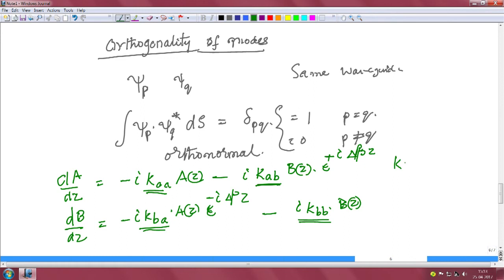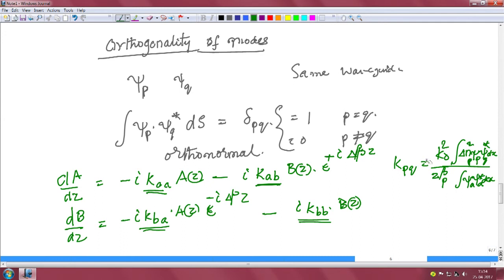So, for KAA I will write a general expression KPQ, representing all P and Q, which can be A and B, expressed like this: k0 square by 2 beta P into the integral with respect to delta n P, psi P psi Q star ds, and of course the integral with respect to, let me call it x only for the time being, dx. We have been writing in terms of A and B, so let me put it in the form of P and Q. I hope this is representing it, and also maybe minus.